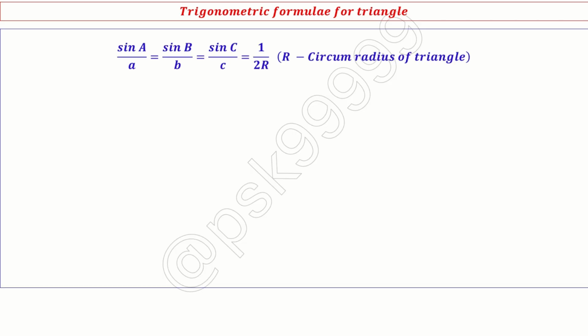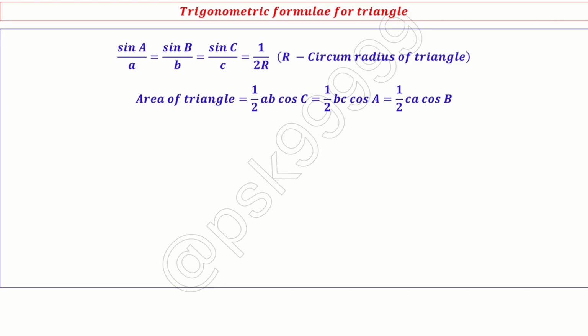First one is we know the sine rule. Sine A by a equal to sine B by b equal to sine C by c, which is 1 by 2R. R is the circumradius of a triangle. Now area of a triangle, you can say half ab cos C, which is also equal to half bc cos A equal to half ca cos B.